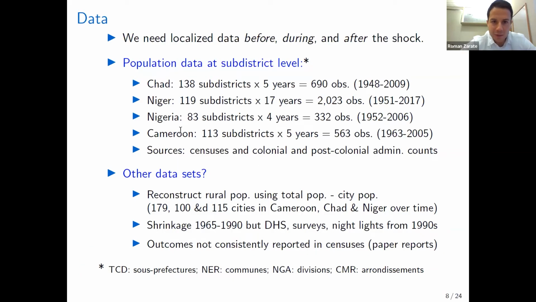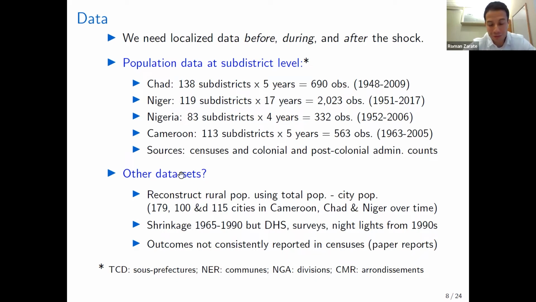Okay, so the data that we're going to collect. First, of course, we want to run a difference in difference specification. So we need localized data before, during, and after the shock. So we're going to construct a panel of data at the subdistrict level for the 4 countries: Chad, Niger, Nigeria, and Cameroon. And the main sources are going to be the population censuses and colonial and post-colonial administrative accounts.